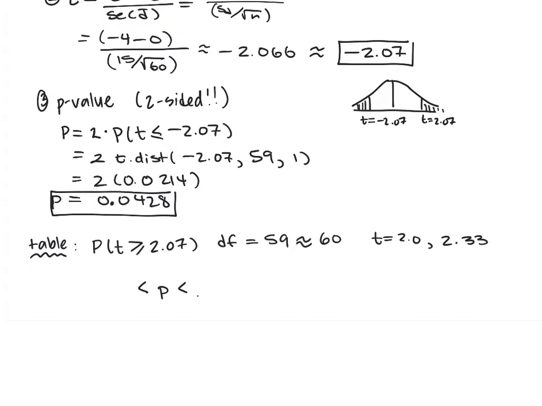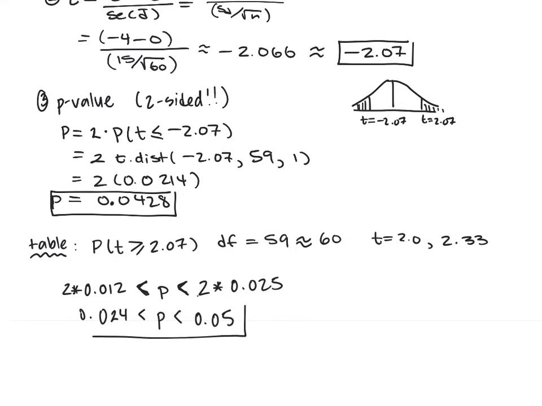The smaller one's 0.012, so 0.012 on the bottom, 2 times that. And on top, 2 times 0.025. Remember that the alligators eat the biggest number. They're hungry alligators. Sorry, cheesy explanation. So 0.024 < p < 0.05. That would be the p-value range that you got from the table.